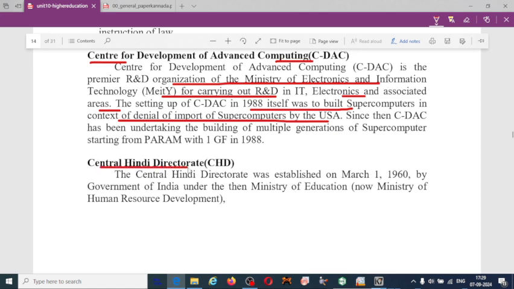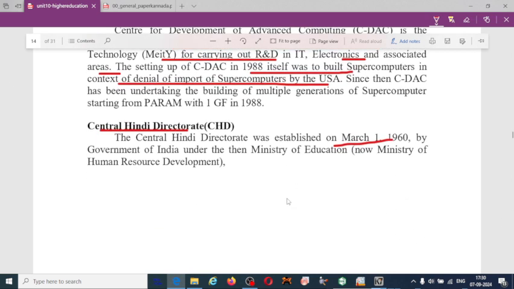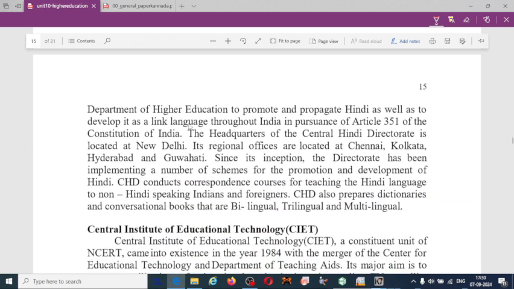So Central Hindi Directorate CHD, established in March 1960 under the Department of Higher Education to promote and propagate Hindi as well as to develop it as a link language throughout India.